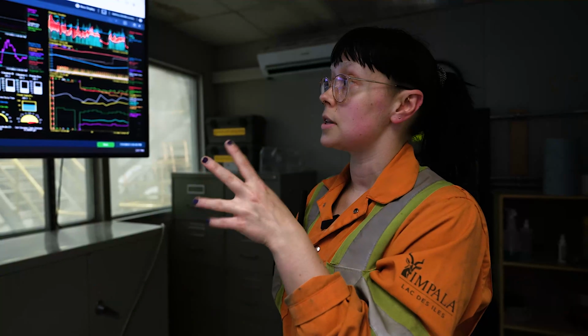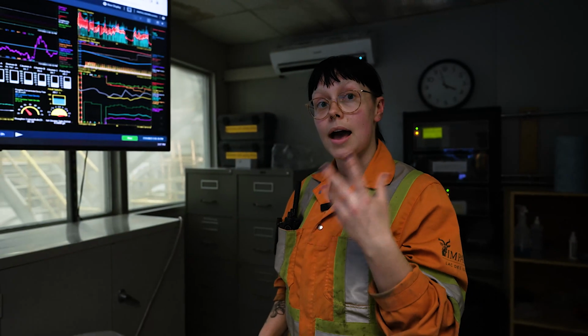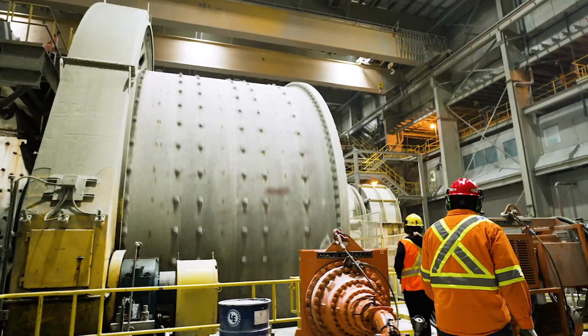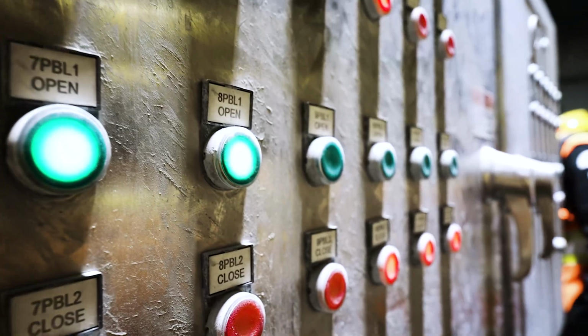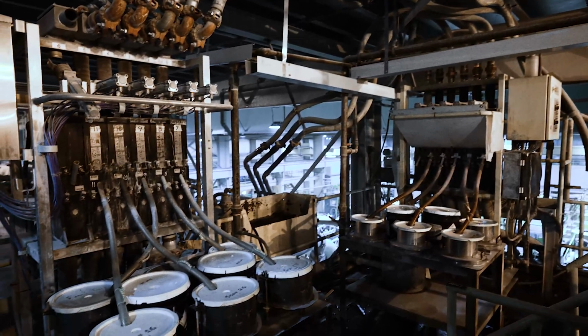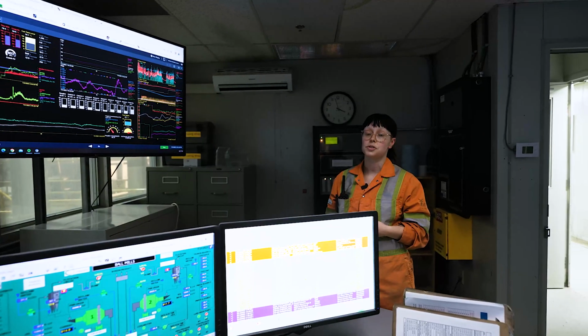We can also use these trends to look back. If we experienced an issue, say, last night, and we want to see what happened, we can look back in the process and say, okay, our pressures were this, our pump speeds were this, and then we can go back and help troubleshoot different issues we have in the mill.